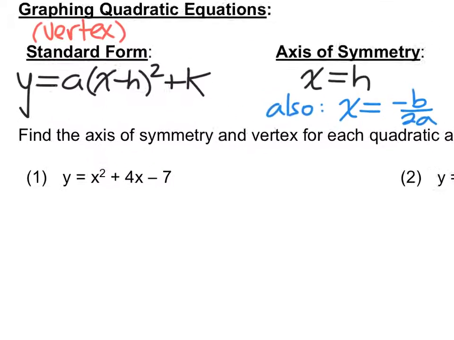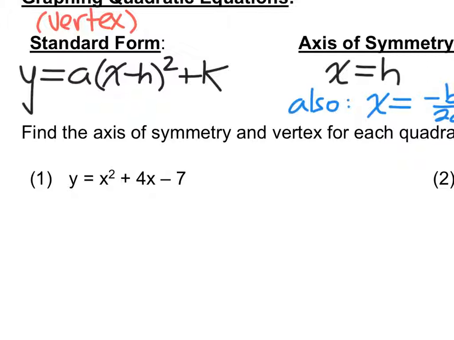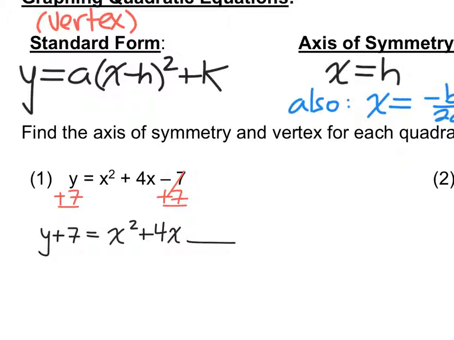So here, I'm going to apply the completing the square technique. The presence of the y tends to throw things off a little bit, at least conceptually, but it's still the same idea. I'm going to get rid of the 7 by adding it to both sides. So I'm looking at y plus 7 equals x squared plus 4x, blank, because I need to complete the square.